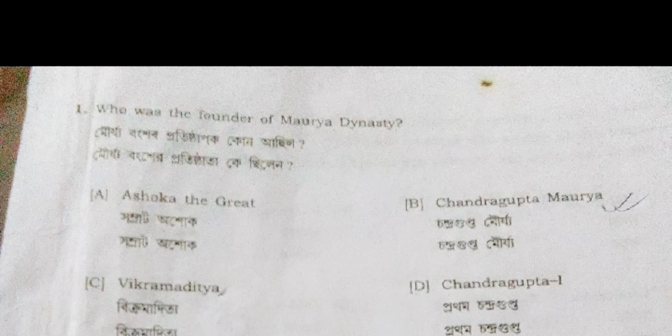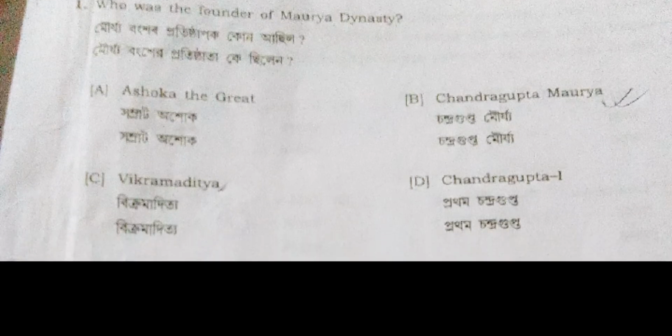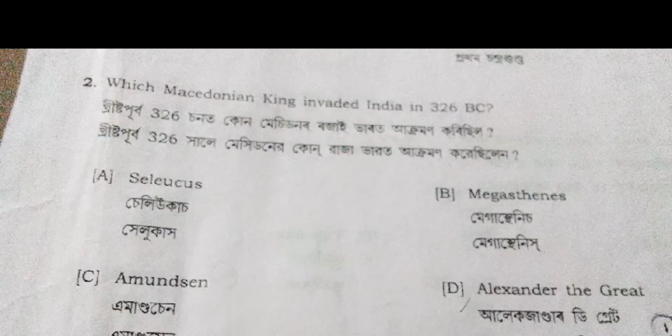Okay, so the first question is, who was the founder of the Maurya dynasty? The options were Ashoka the Great, Chandragupta Maurya, Vikramaditya, Chandragupta the First. And the answer here is B, Chandragupta Maurya. Okay, so let's go to the next question. The second question is, which Macedonian king invaded India in 326 BC? Options were Seleucus, Megasthenes, Amundsen, Alexander the Great. The option here is D, Alexander the Great.